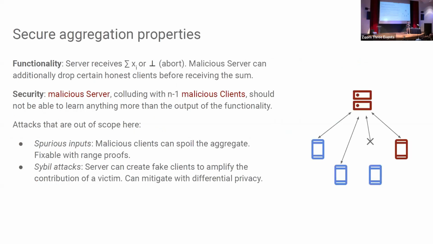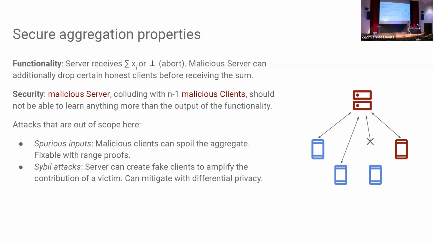Formally speaking, we are thinking about the following functionality. The clients provide inputs x_i, which are vectors. The server either learns the sum of all those vectors, or learns nothing if the protocol aborts. The malicious server can drop out certain honest clients before receiving the output. For security, we consider a potentially malicious server, and also a fraction of the clients could be malicious. Specifically, we consider that n-1 out of n clients could be malicious.